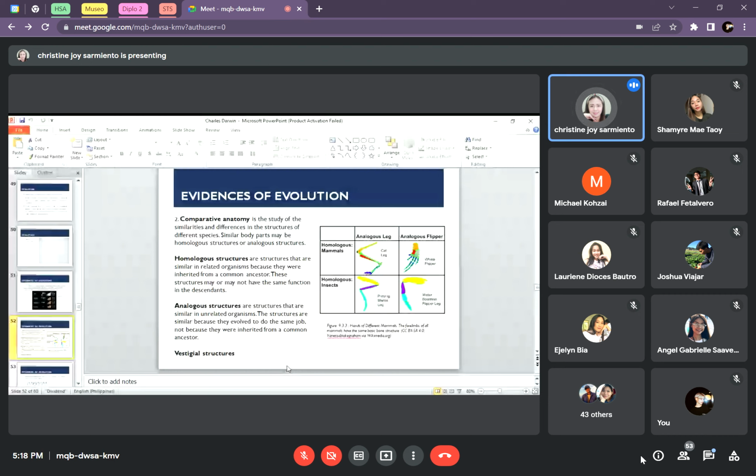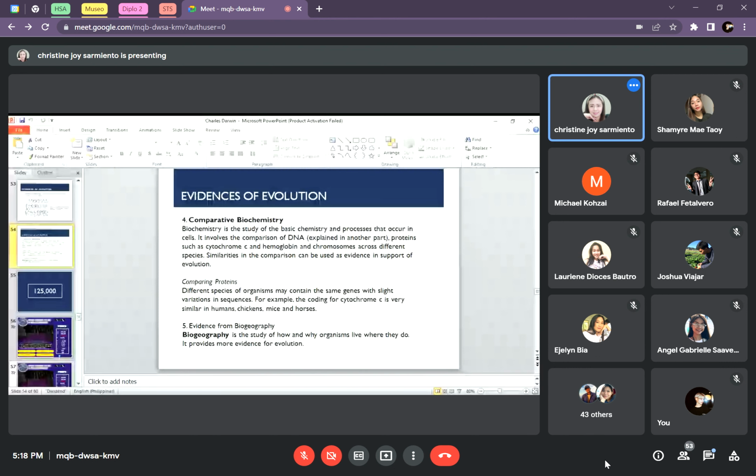Then, another thing, the biological molecules. So, another evidence of evolution is molecular biology, which involves the basic chemistry and processes that occur in cells. It involves the comparison of DNA, proteins such as cytochrome C and hemoglobin, and chromosomes across these species. So, very important po ito sa atin, di ba? Yung checking the DNA of species of organisms to check whether they're kamag-anak nila.